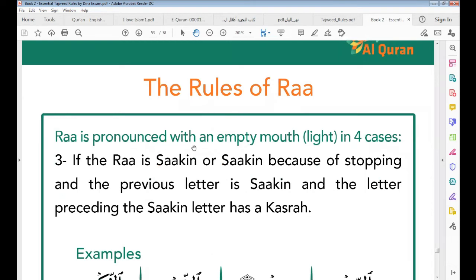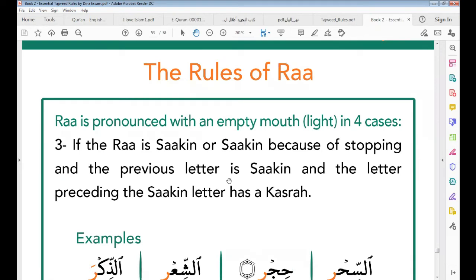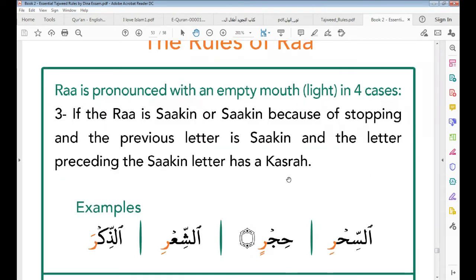Ra is pronounced with an empty mouth, light, in 4 cases here also: if the ra is sakin, or sakin because of stopping, and the previous letter is sakin, and the letter preceding the sakin letter has kasra. So we have a sakin ra, and the letter before it also has sukun, and the letter before them has kasra, like as-sihr, hijr, ash-shi'r, adh-dhikr.